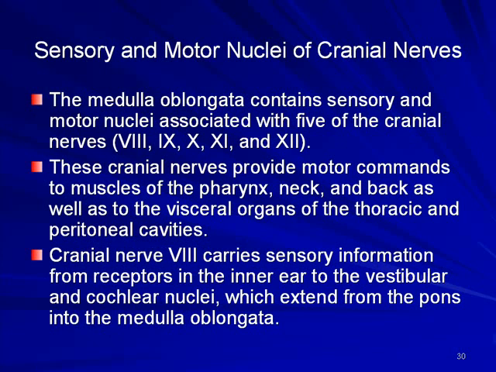The medulla oblongata contains sensory and motor nuclei. You should know the nuclei there in the medulla do have sensory and motor components. They are associated with five cranial nerves that have sensory and motor functions: 8, 9, 10, 11, and 12. These cranial nerves provide motor commands to muscles of the pharynx, neck, and back, as well as the visceral organs of the thoracic and peritoneal cavity. Cranial nerve number 8 carries sensory information from receptors in the inner ear to the vestibular and cochlear nuclei, which extend from the pons into the medulla. So cranial nerve number 8 carries the auditory information.